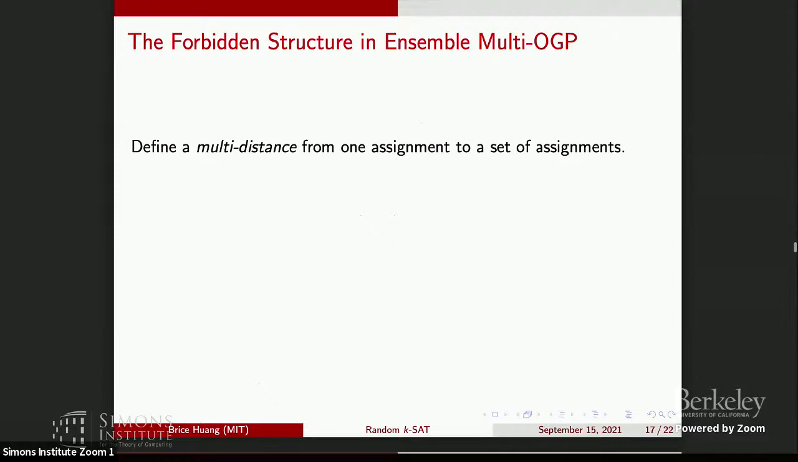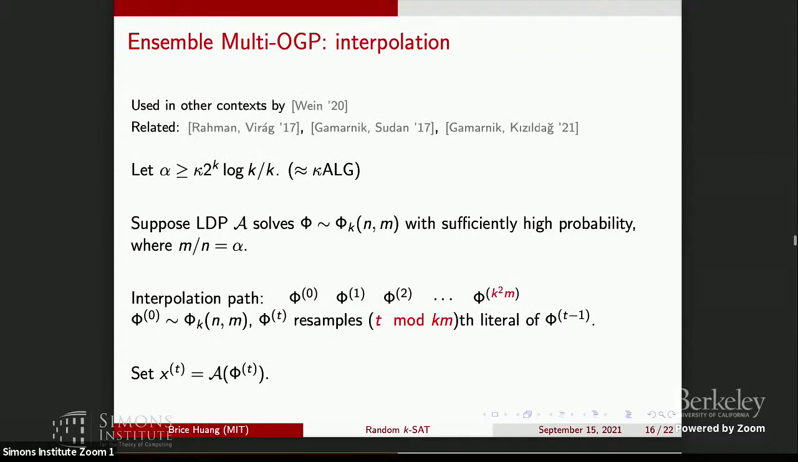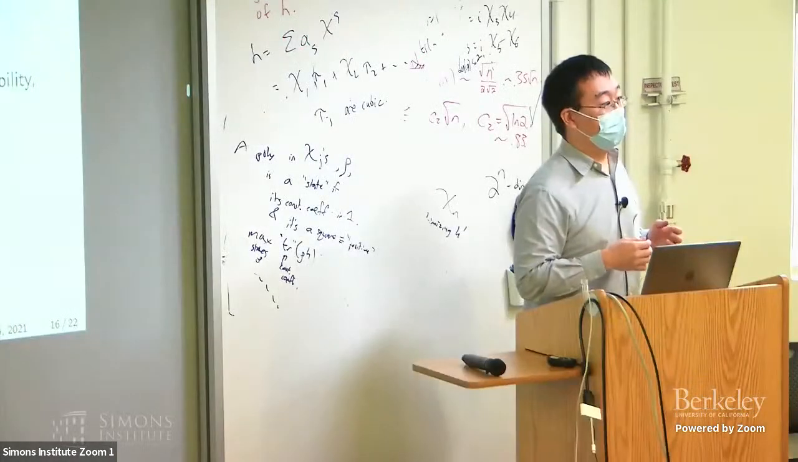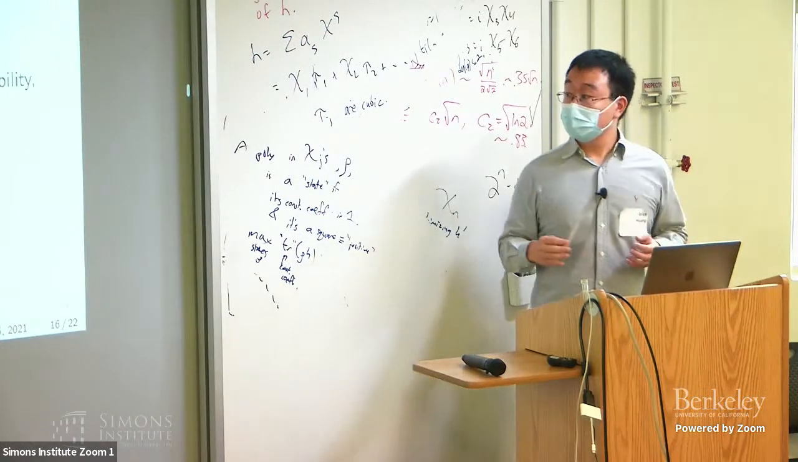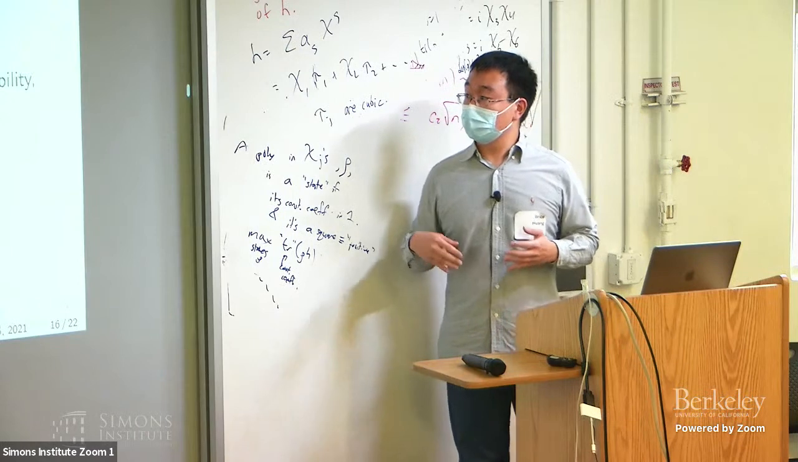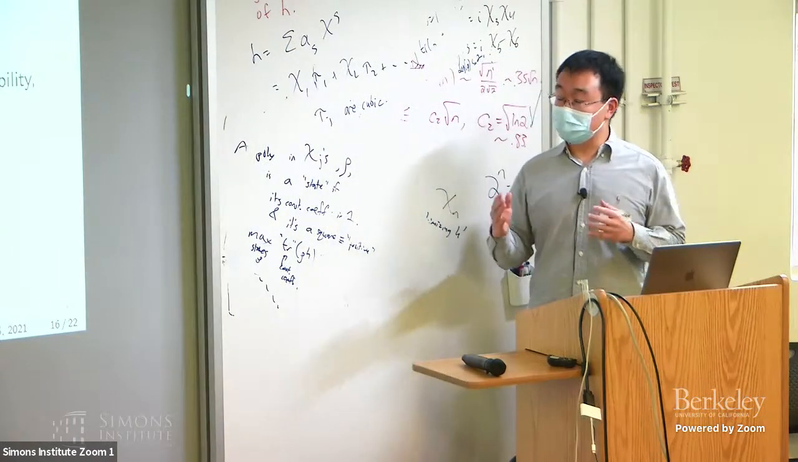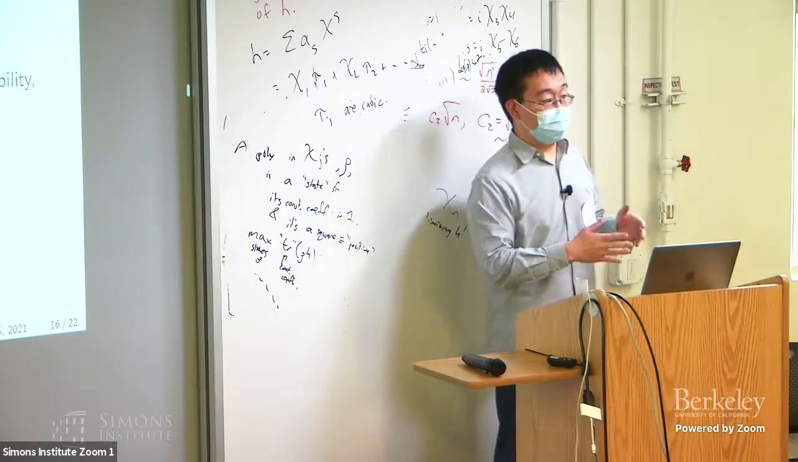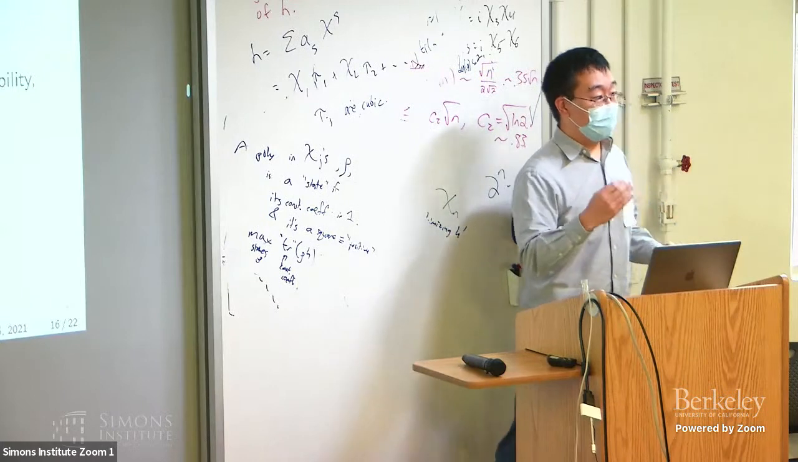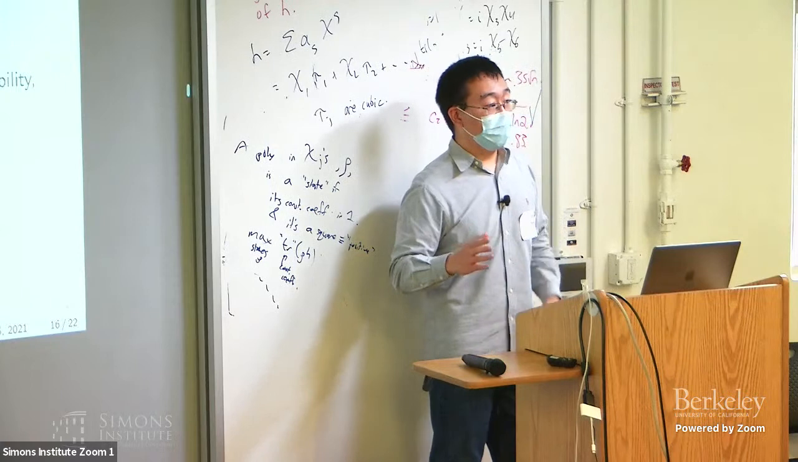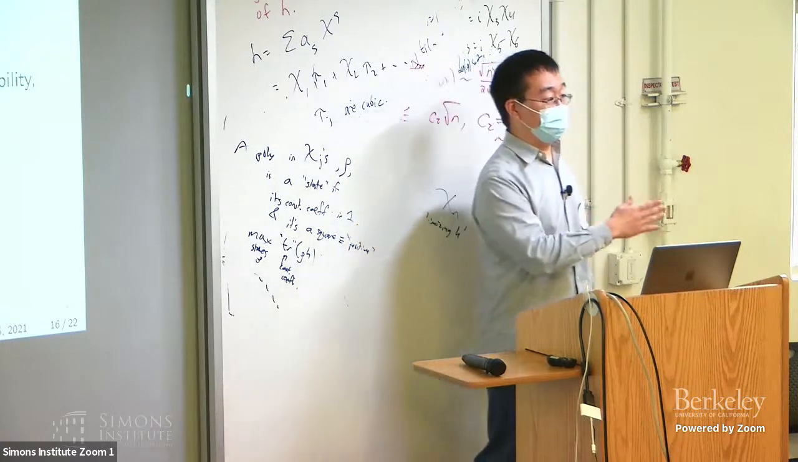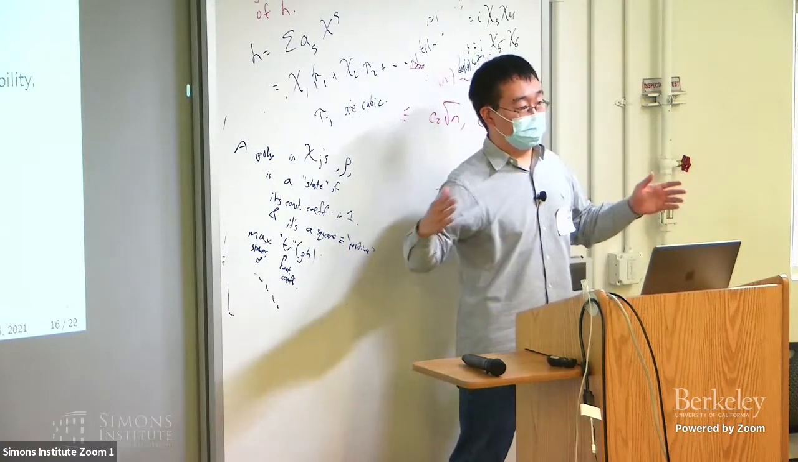Can you re-explain how you got the interpolation path? I just didn't understand why things at km are independent. Sure. So we resample the first literal from the k-SAT distribution, and every subsequent k-SAT instance by resampling one literal of its predecessor. So after km steps, we're fully independent.